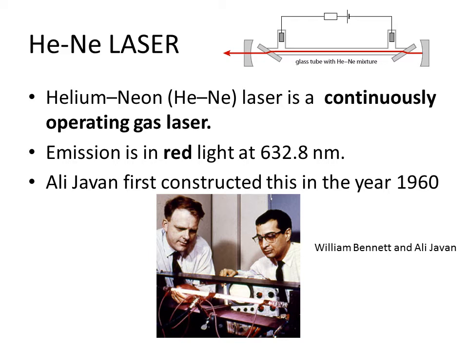In the case of ruby, the output wavelength is 694.3 nanometer, which is towards the infrared side of the red region. It is red in color, but near the infrared band. Whereas in this case, it is towards the lower wavelength side, but still it is red in color. Actually, 600 nanometer onwards to almost 700 nanometer, you can call that red emission. So here it is 632.8 nanometer.